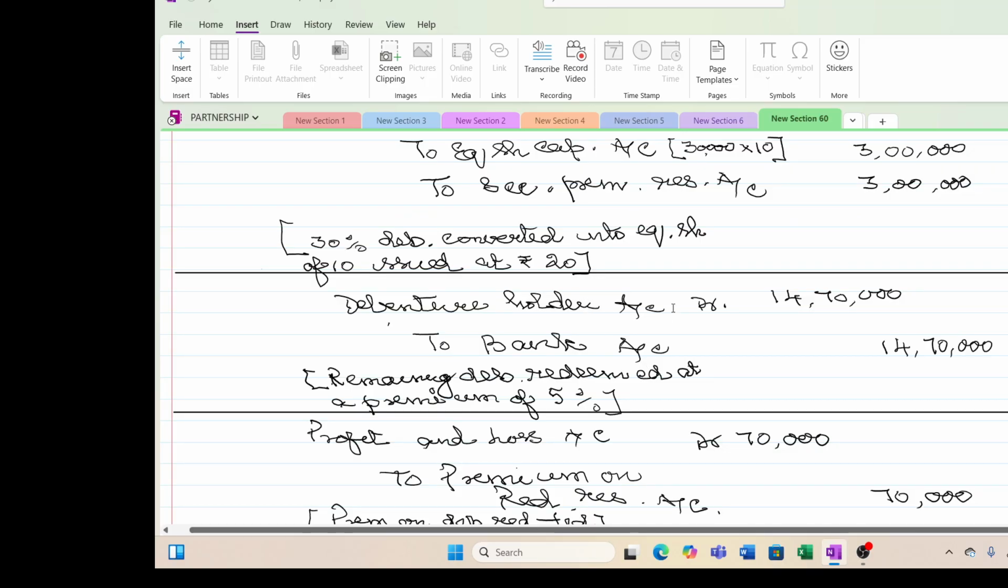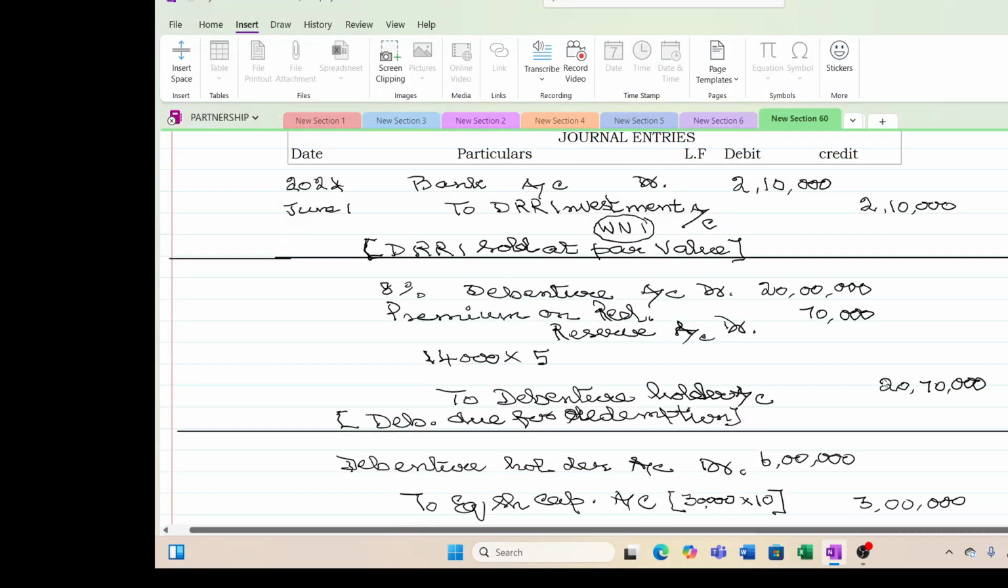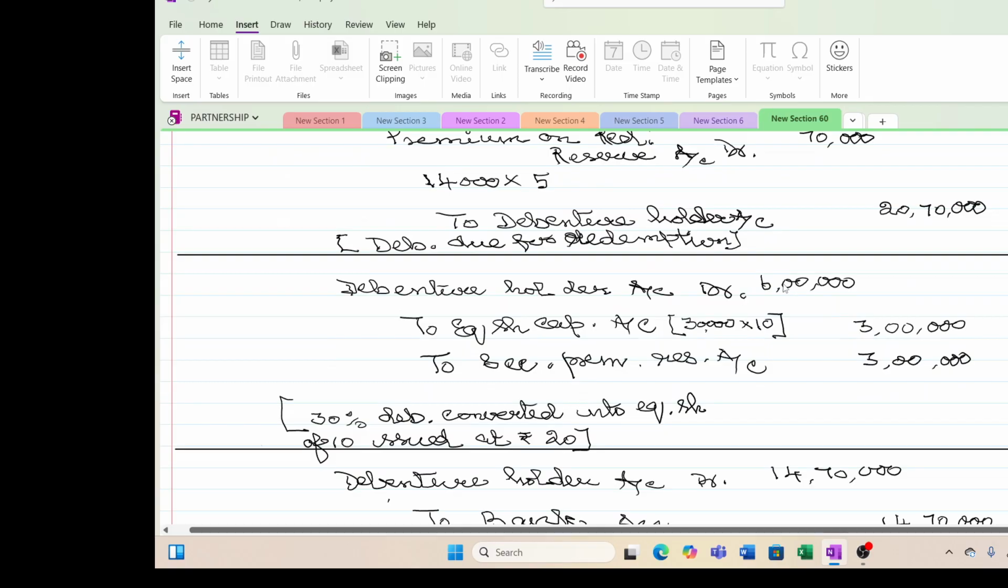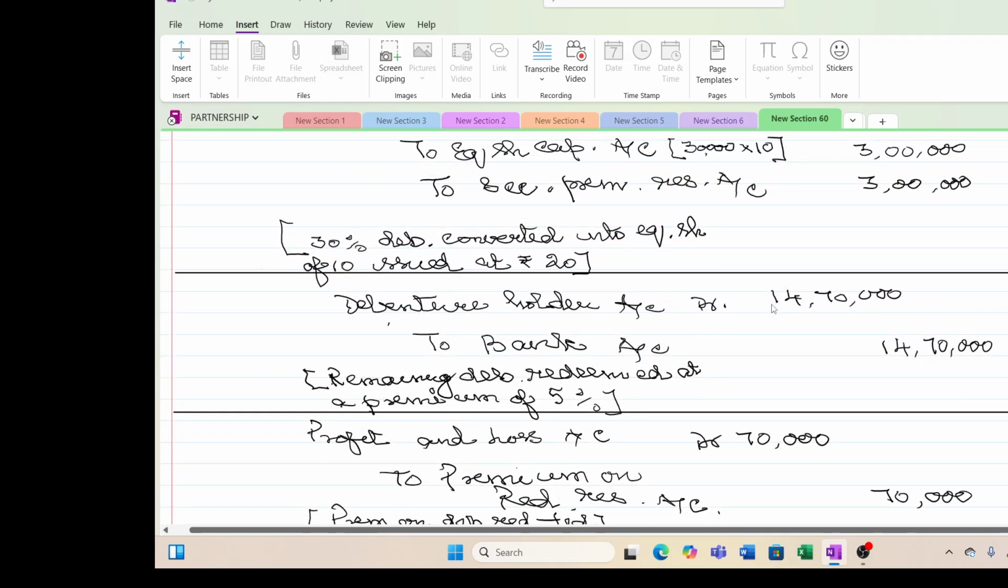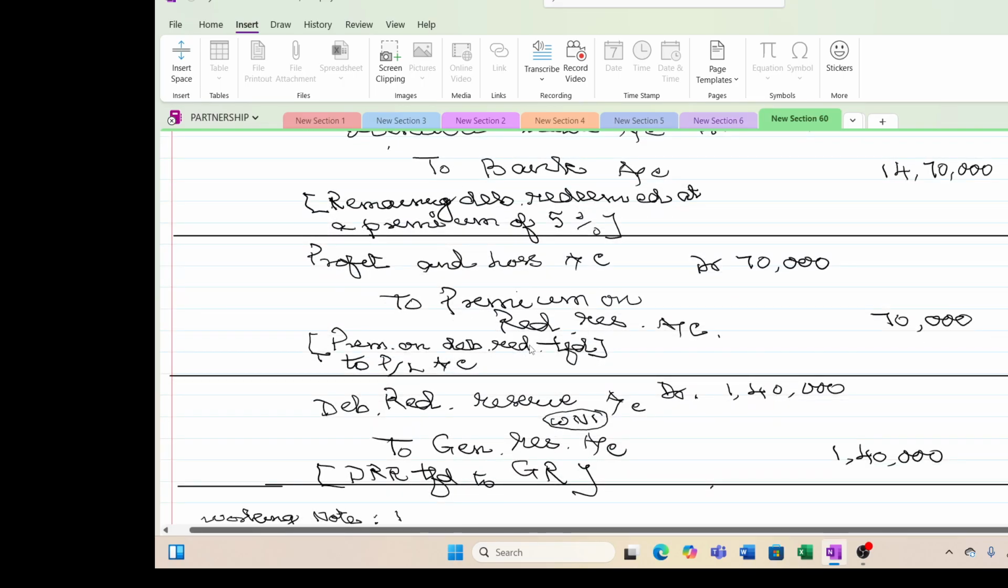Now we are going to make the payment to the debenture holders for the remaining amount. Total due was 20 lakh 70,000. Out of that, 6 lakh was converted into equity shares. So now the remaining 14 lakh 70,000 is paid to the debenture holders. So now we have to do the rest of the work.